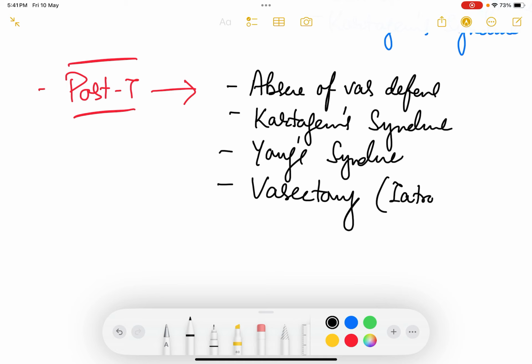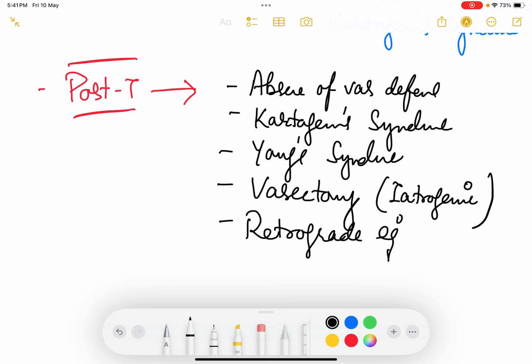After iatrogenic causes, the patient can have azoospermia because of that. Or the most important cause can be retrograde ejaculation. Many patients will have retrograde ejaculation, whereby the semen is not coming out of the urethra, but it is going back into the urinary bladder. There the semen is being destroyed, the sperms are being destroyed because of the acidity of the urine.